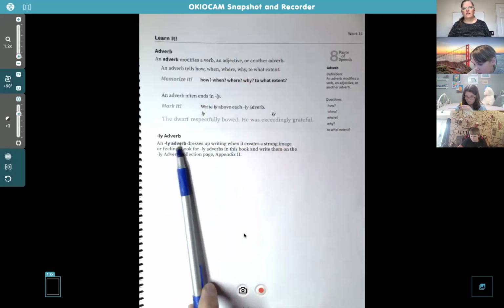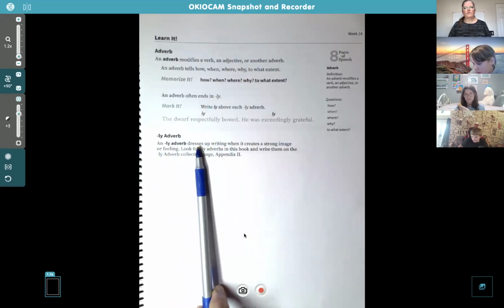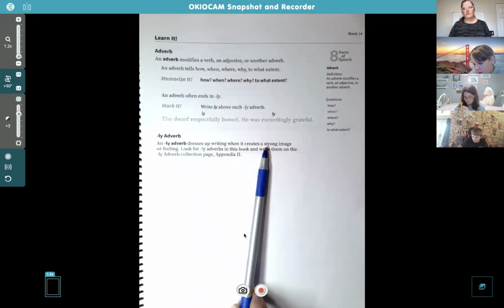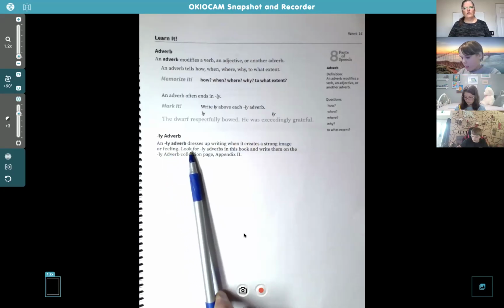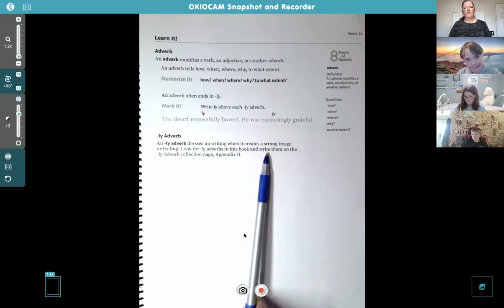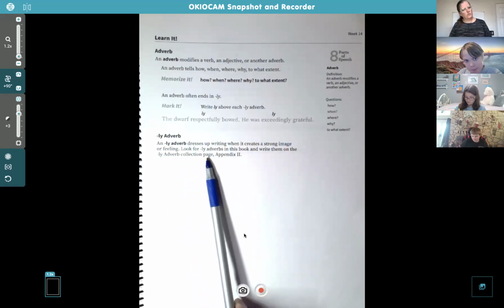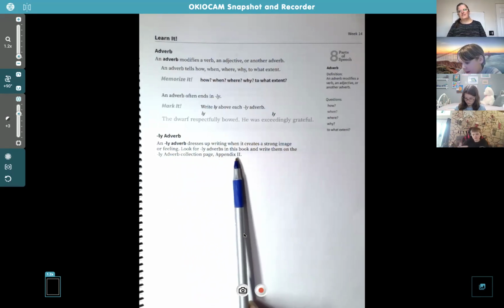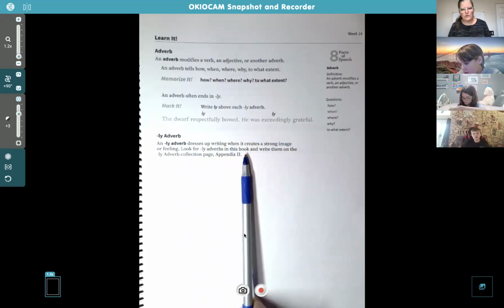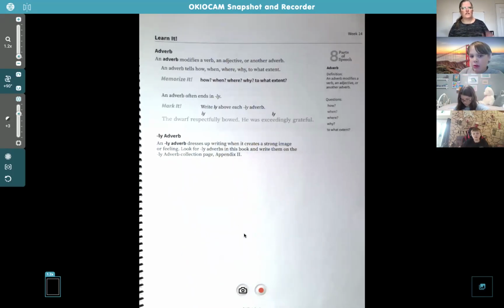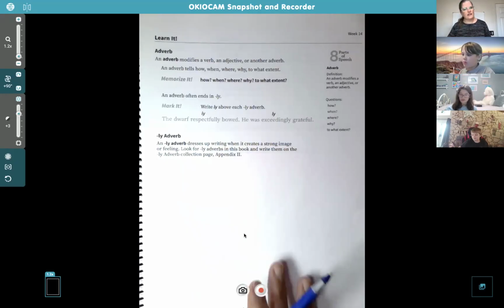And then down here, a little note for you. An ly adverb dresses up writing when it creates a strong image or feeling. Look for ly adverbs in this book and write them on the ly adverb collection page on Appendix 2. That's basically at the very back of your book. There's a place back there. If you want to keep track of the ly words that you like, even if it comes from a different book, like your history book or your science book, or a fun book that you're reading, and you come across a great ly adverb and you want to remember that, make a list in the back of this book.